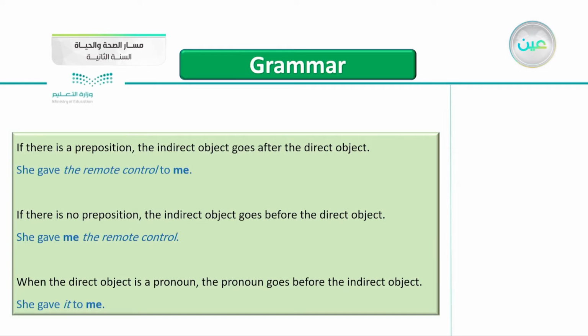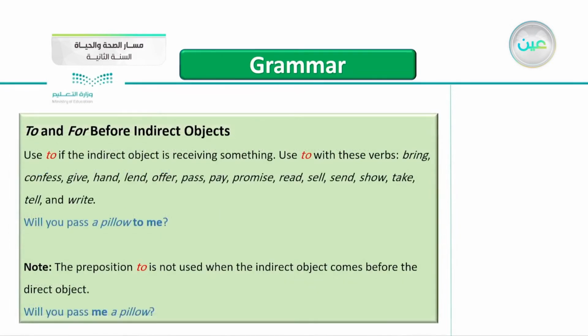She gave it to me. So "it" here is the direct object. It's a pronoun. It's regarding the remote control. It to me. So the pronoun goes before the indirect object, which in this sentence is "me".